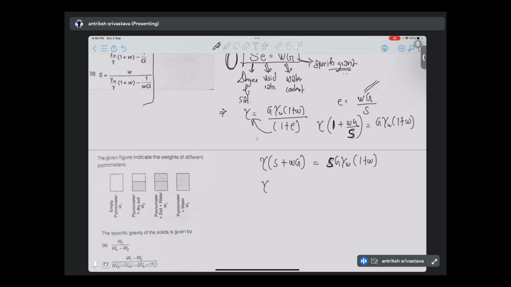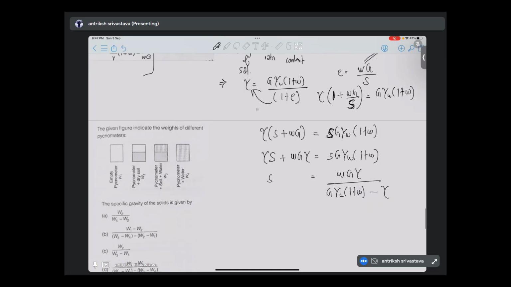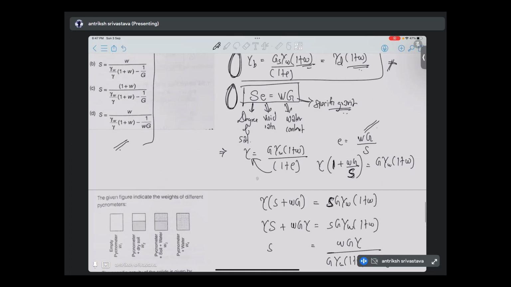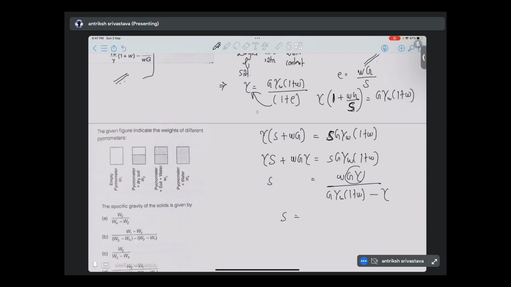Yeah. So we have, when we open this, we get this, and we can further go on simplifying this. You take some things left and right, cancel out. So you will get S like this, and to get it into this format, you have to just divide the numerator and denominator by G gamma. So you will get G. Oh, sorry, this G will go away. So this will be your expression.